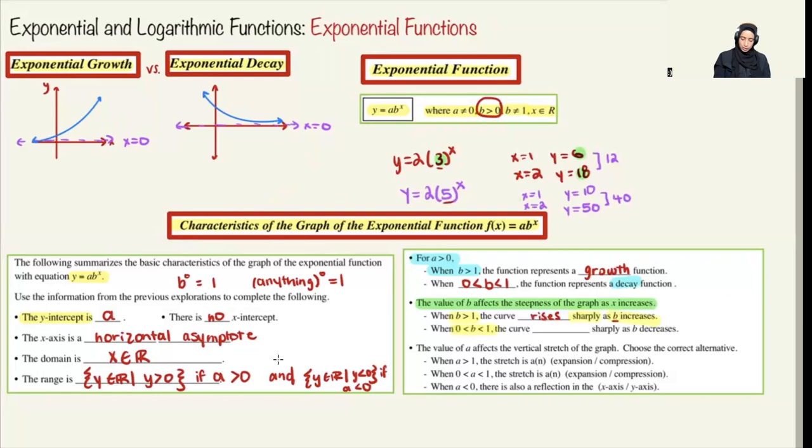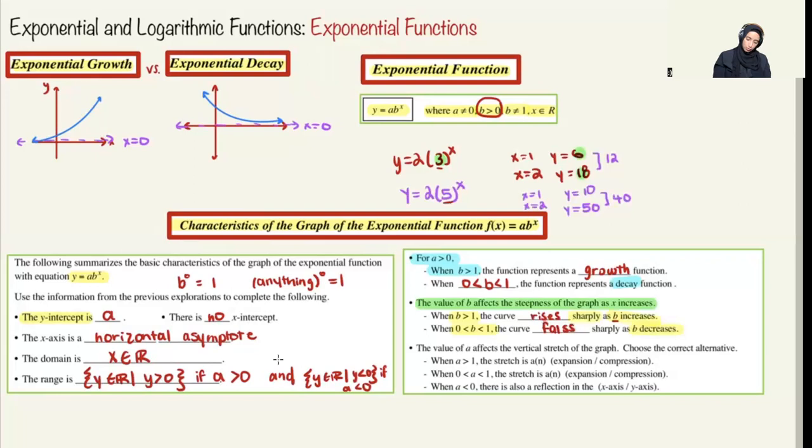So over here, when b is between 0 and 1, so it could be a fraction, like a half, for instance, then it will be decreasing. And if we're looking at it left to right, then it's basically decreasing, okay? So over here, the curve falls sharply as b decreases. So if b is very, very small, like 0.0001, for instance, then we're getting a decrease, but it's a very sharp decrease at that point, the smaller it is basically.